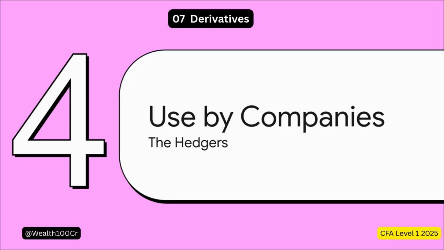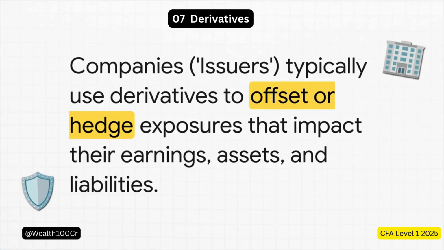Okay, enough of the scary parts. Let's move to Section 4. How do big, responsible companies use derivatives? They use them as hedgers. Companies are not trying to gamble. They want their profits to be stable and predictable. So they use derivatives like an umbrella to protect themselves from the rain of changing prices.